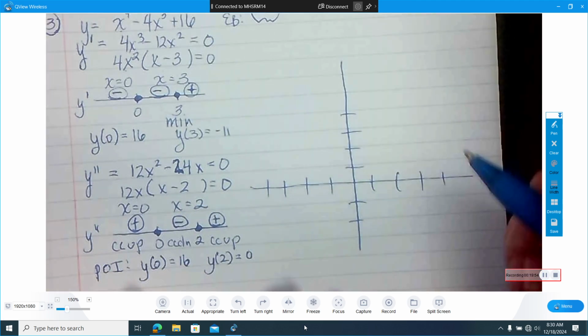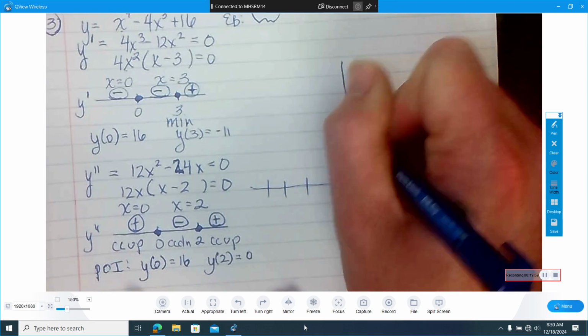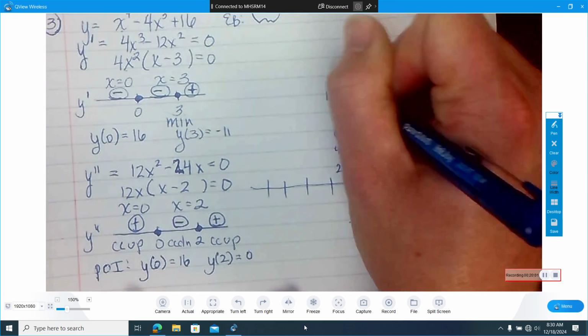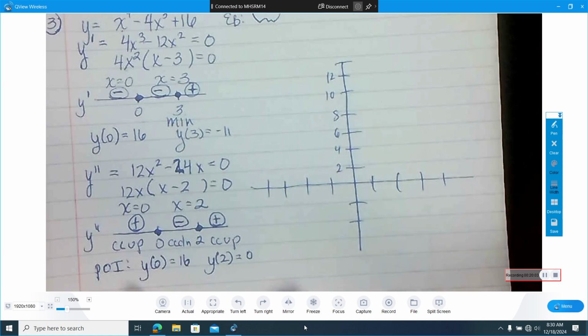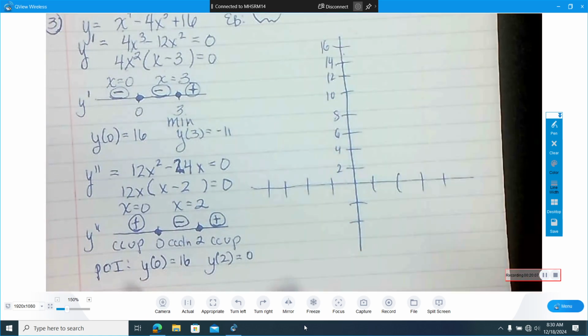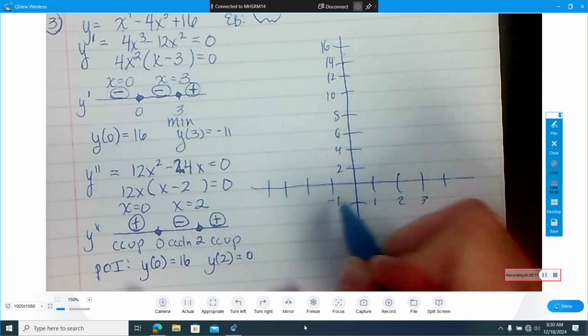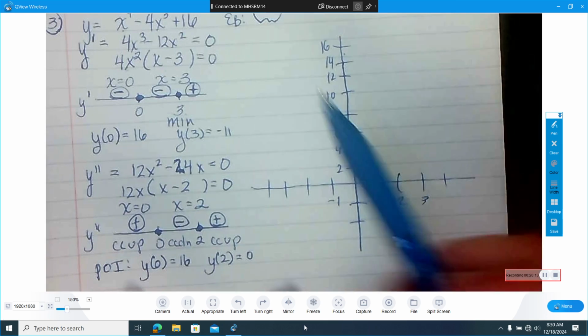I'm just going to pretend. I think I'm going to count these by 2. Okay, I guess I'm almost there. 16. Okay, but these are going to be 1. Let's see. So a couple things here.